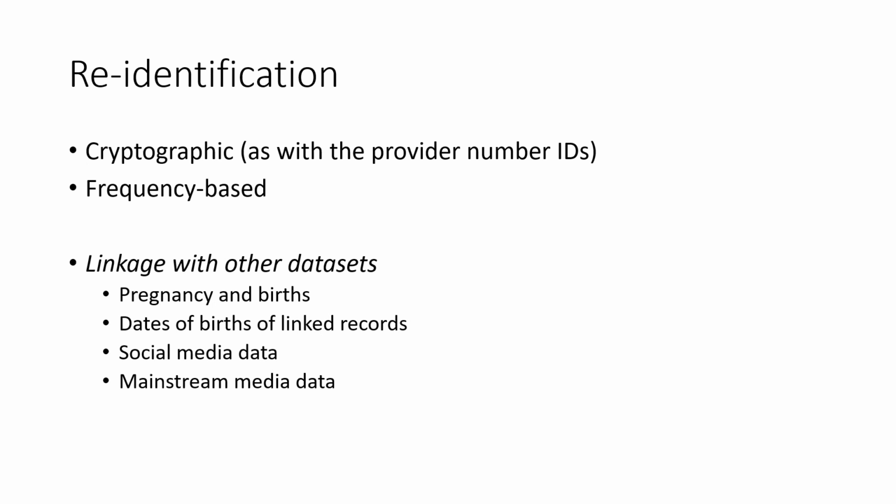The other way of re-identifying data, other than doing this sort of frequency analysis, is by linking them with other data sets. And obviously this is what data linkage is about, and it is the important research outcome that we get from data linkage. But it's also important to recognize that linking one set of data with another set of data increases the likelihood that you'll be able to re-identify an individual based on what's in there.